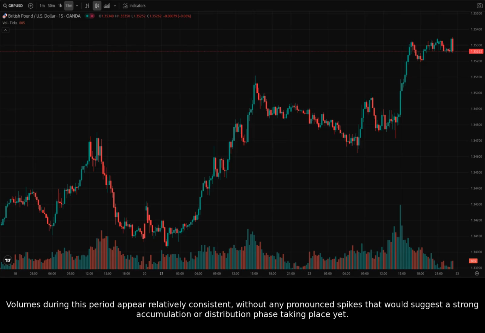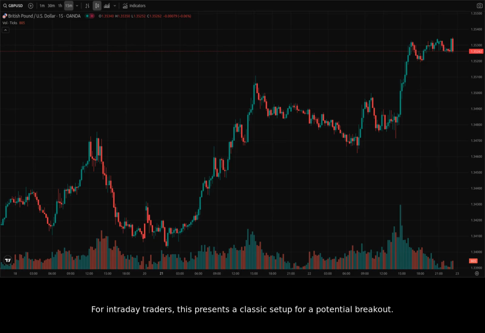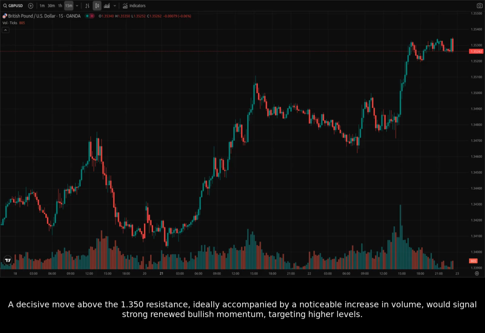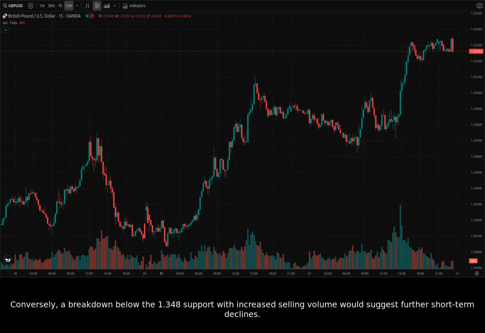Volumes during this period appear relatively consistent, without any pronounced spikes that would suggest a strong accumulation or distribution phase taking place yet. For intraday traders, this presents a classic setup for a potential breakout. A decisive move above the 1.350 resistance, ideally accompanied by a noticeable increase in volume, would signal strong renewed bullish momentum, targeting higher levels. Conversely, a breakdown below the 1.348 support with increased selling volume would suggest further short-term declines.